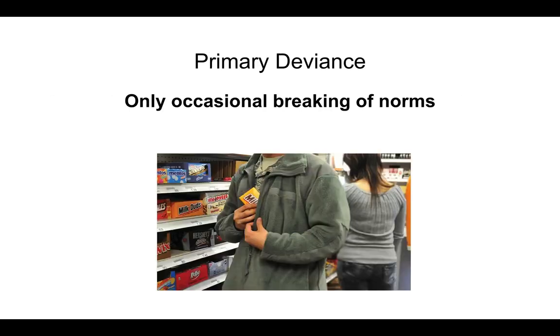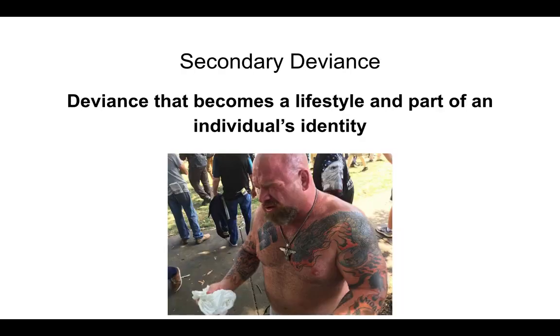And the last two pieces we're going to talk about are two different types of deviance. One is primary deviance, and this is the only occasional breaking of norms, and it's something that all of us do. Now, we may not all, as pictured here, steal candy, but everyone does an occasional breaking of norms, which is the definition of deviance, whether we run a stop sign or speed or whatever the case may be. And contrast that with secondary deviance, where deviance becomes a lifestyle and part of an individual's identity. It's how they live. And that is our discussion of symbolic interactionism and deviance.